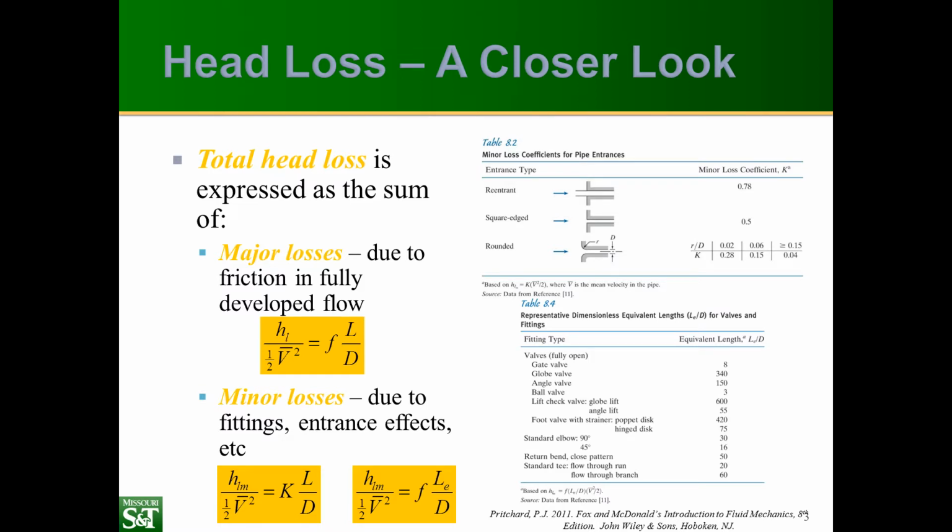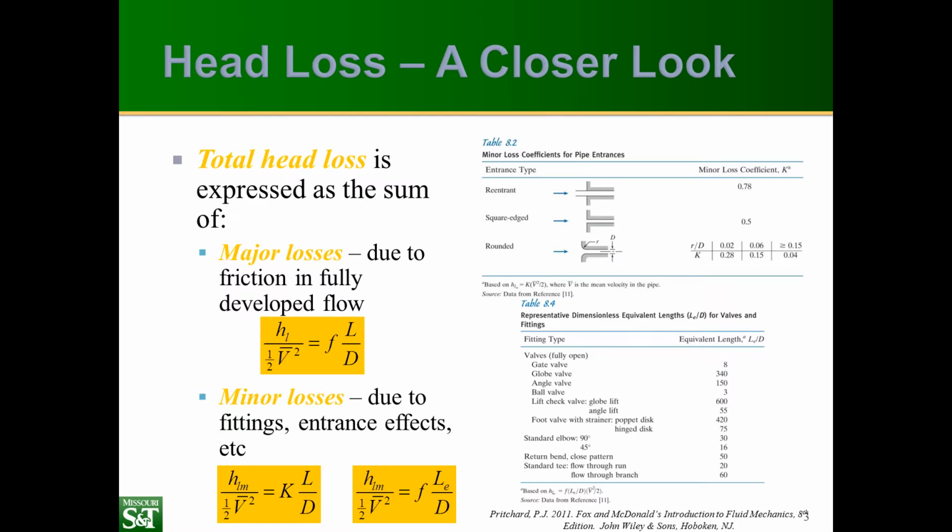Some minor losses are expressed using the loss coefficient, K. Sometimes they're expressed using the equivalent length, or L sub E. So you can see both of those formulations here on the slide. In this case, if we're using the equivalent length, you still need to have the friction factor for fully developed flow. It's also important to note that minor losses can be much larger than major losses if you have a lot of fittings or certain types of fittings. The difference is just terminology. Major losses are always present for any flow. Minor losses may be present if these kinds of fittings are in the system.